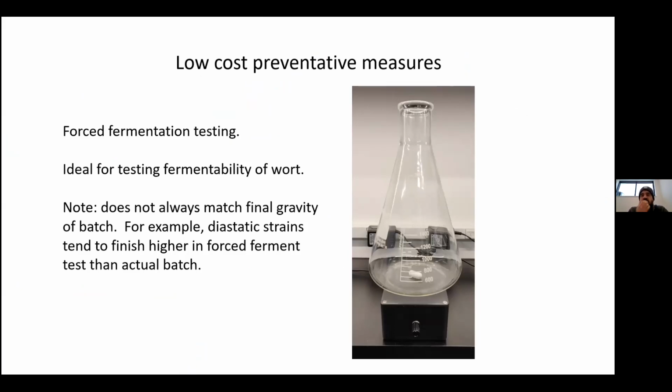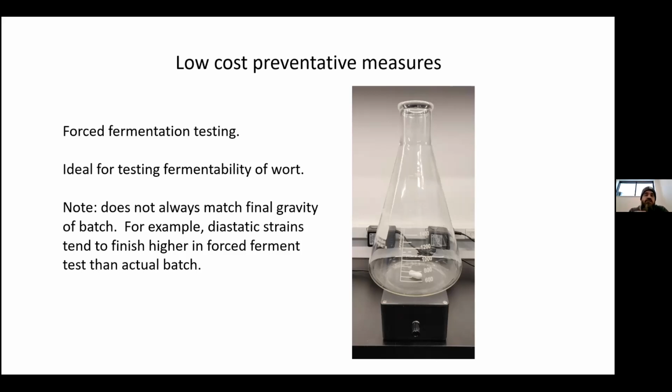So if you had 10 Plato starting wort and your forced fermentation stopped at 5, then that'll give you an indication that your wort is not fermentable. But if it finishes at 2.5, don't necessarily assume then that your batch is going to finish at 2.5, or don't be alarmed if it doesn't.